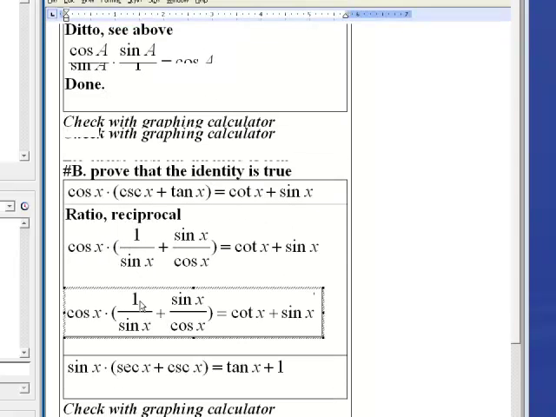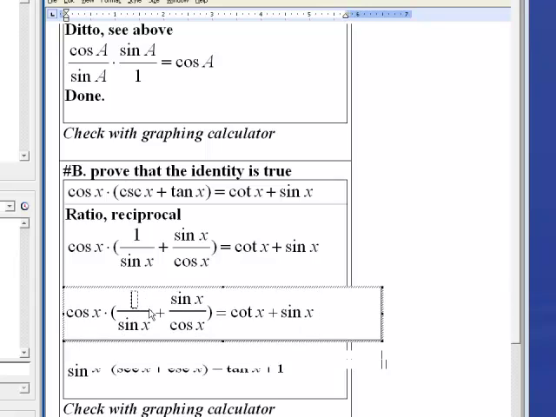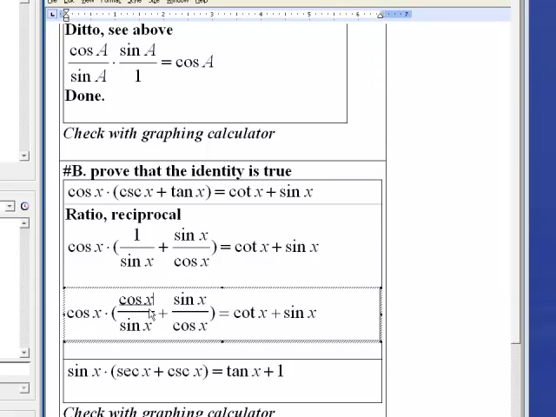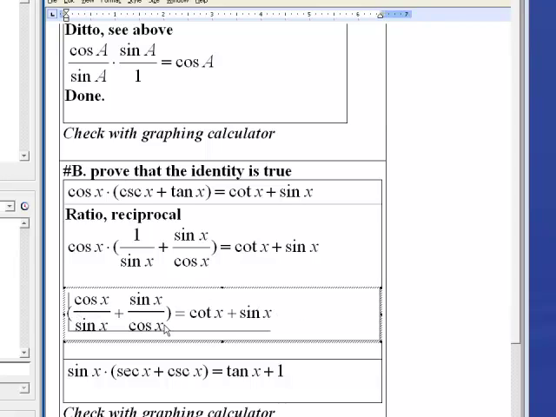Distribute the cosine in here, so we're going to have cosine x over sine x, and the other one, the cosines are canceling, so I think I'm just going to leave this out and save ourselves a step instead of writing everything down, and then I don't need the parentheses.